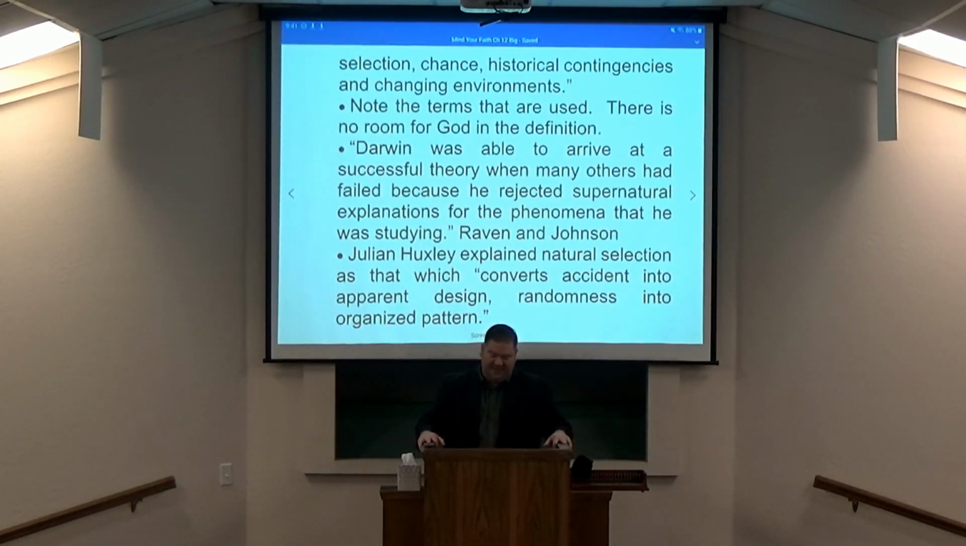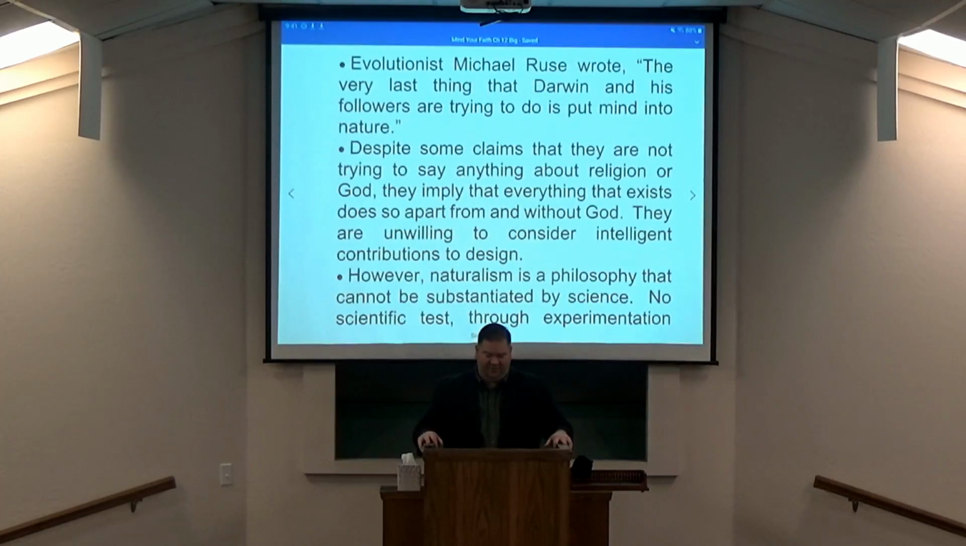Julian Huxley explained natural selection as that which converts accident into apparent design. I thought that was somewhat comical. Randomness into organized pattern. So really what you see as design and organized pattern has actually come from accident and just random chance, is really the argument. Evolutionist Michael Ruse wrote, the very last thing that Darwin and his followers were trying to do is put mind into nature. The idea that there was an intelligence involved in nature.